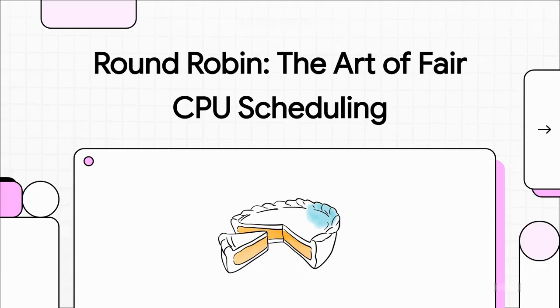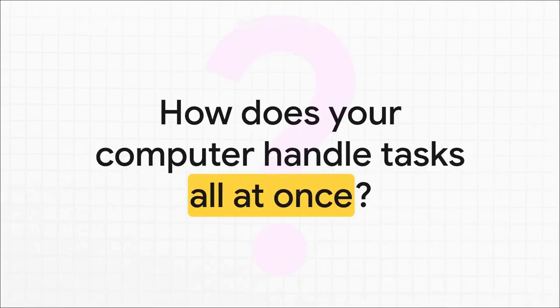All right, let's dive in. Today, we're going to pull back the curtain on one of the most fundamental algorithms in all of operating systems, round-robin scheduling. You could say it's the secret sauce that makes modern multitasking even possible. I mean, have you ever really thought about that?